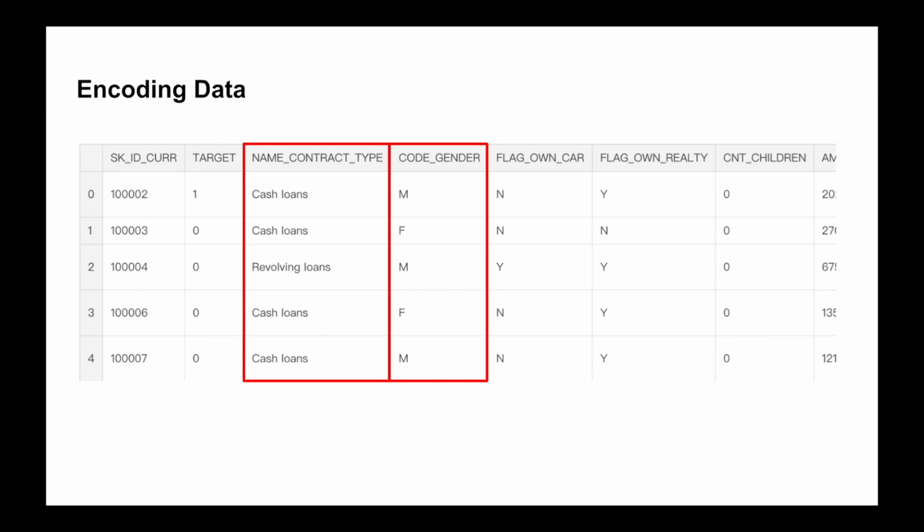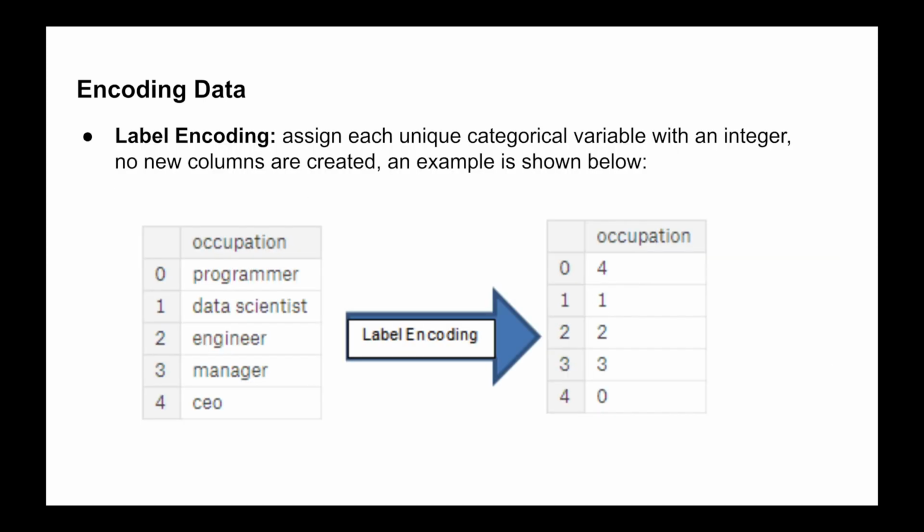The main ways of encoding data are label encoding and one-hot encoding. In label encoding, we assign each unique categorical variable an integer. No new columns are created. This encoding method is easy to implement and will not expand the feature table, since it just replaces the variable with a label. However, the label is represented by numeric values while the numeric value itself has no meaning. This gives lots of meaningless information which could mislead the model if there are too many categorical variables.